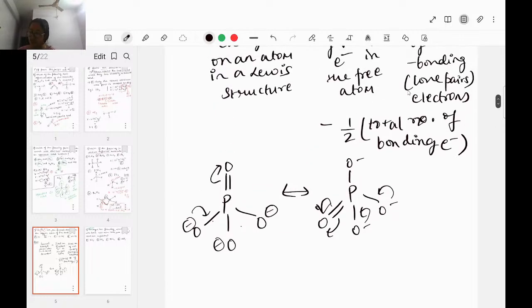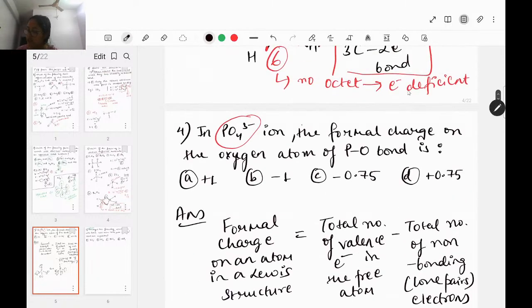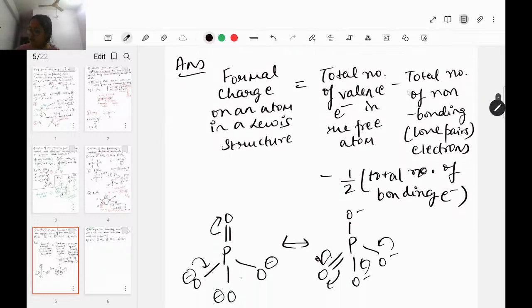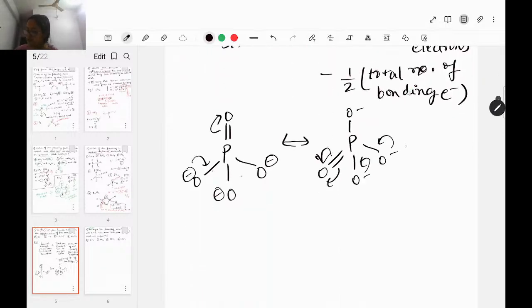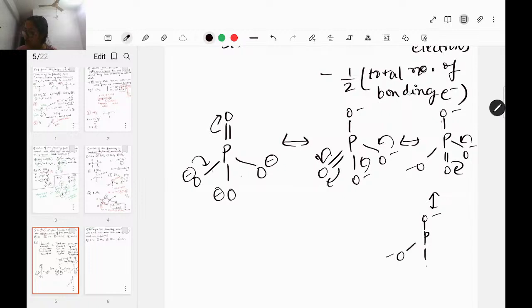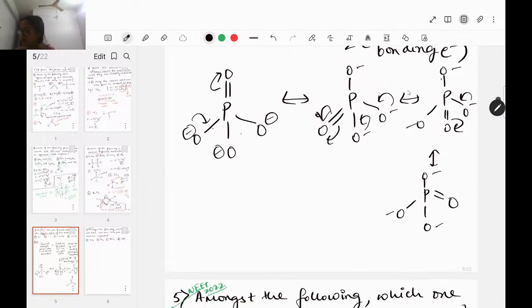Okay, so formal charge is asked of only the oxygen atom of a P-O bond, not phosphorus. They are asked of the oxygen atom. So let us see all the resonance structures first. P double bond O minus, O minus, and again if this becomes a double bond, then we have P, O minus, O minus, O minus, double bond O. So now what do we get? We get 4 resonance structures.